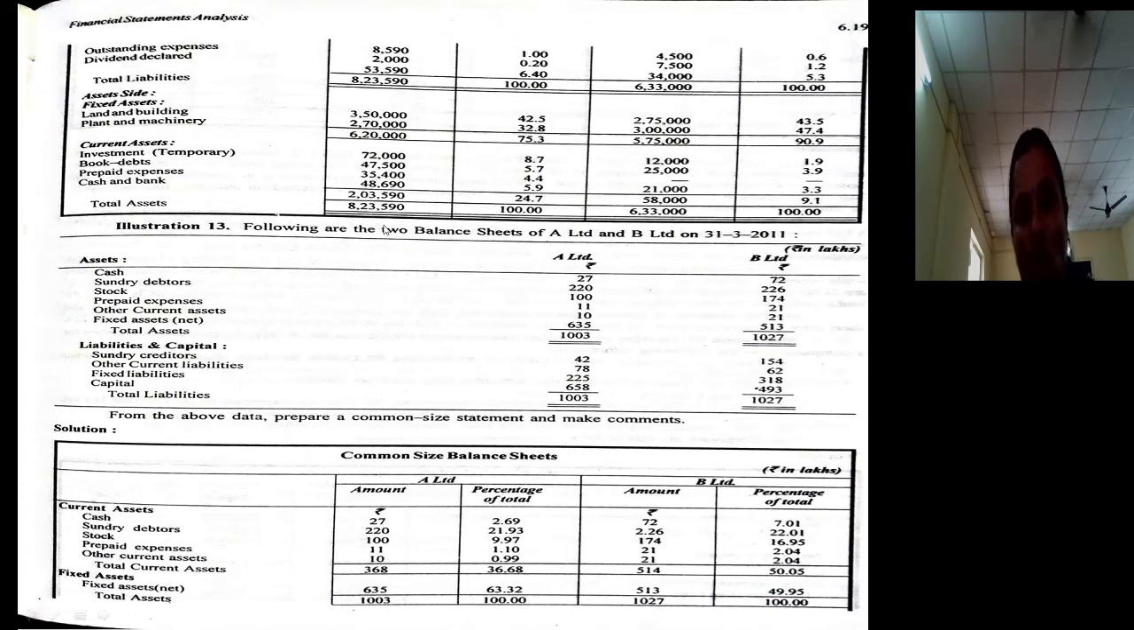So this total assets of 8,23,590 and 6,33,000 of X and Y company is taken as 100. You need to write 100 now itself before calculating the percentage of each and every item in relation to this 100. Then calculate the percentage. If 8,23,590 represents 100, what is 3,50,000? What is 2,70,000? What is 6,20,000? What is 72,000? What is 47,500? What is 35,400? What is 48,690? What is 2,03,500? So the sum of 75.3 plus 24.7 is 100.